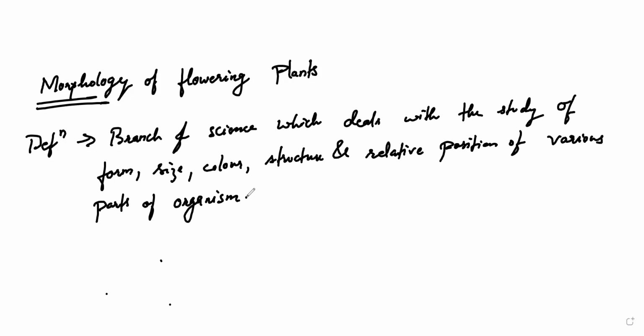That is termed as what? Morphology. So since this is the morphology of flowering plants, we are going to see the parts of flowering plants and how are they modified and what is their role in a plant. So starting with the parts of flowering plant.